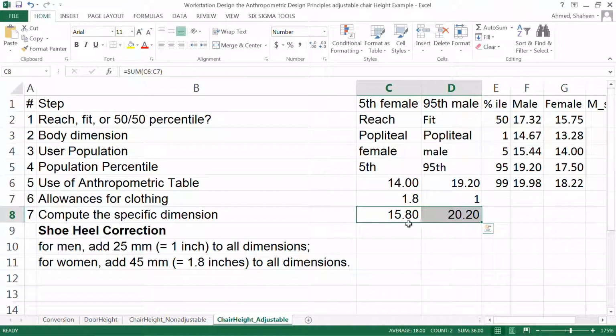So the adjustable range is between 16 and 20 inches for an adjustable chair. So this is how you design an adjustable chair for office work.